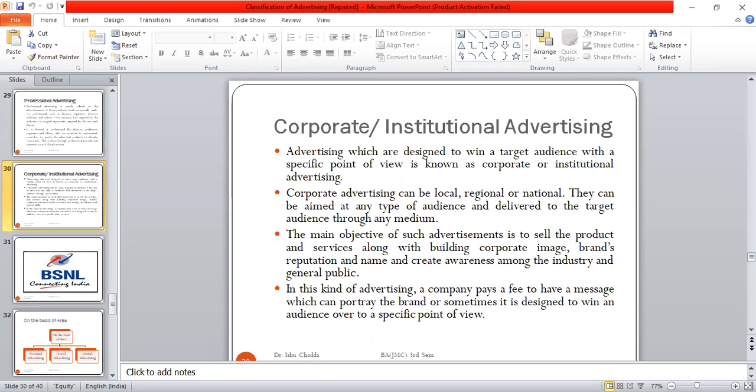The main objective of such advertisement is to sell the product and services along with building up the corporate image, the brand's reputation and name, and creating awareness among the industry and the general public. This advertisement is promoted by those who belong to an institution or a company. In this kind of advertising, a company pays a fee to have a message which can portray the brand, or sometimes it is designed to win an audience over a specific point of time.